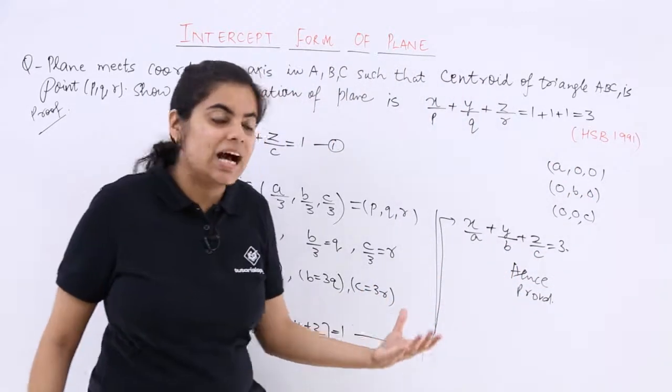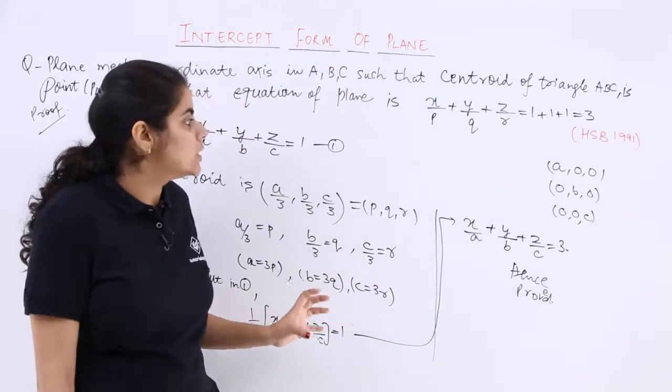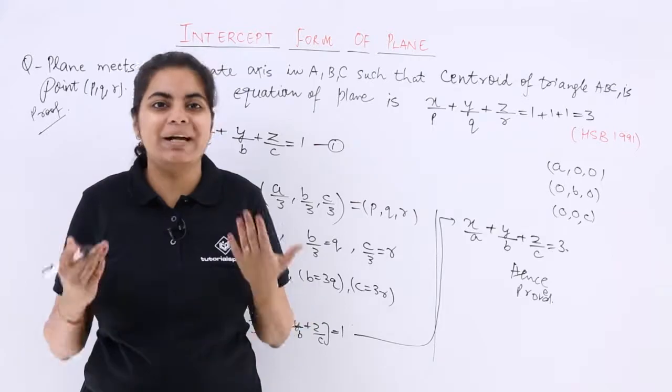So this is how we do it, and this is very important to know because the intercept form and the centroid knowledge was also required in this question.